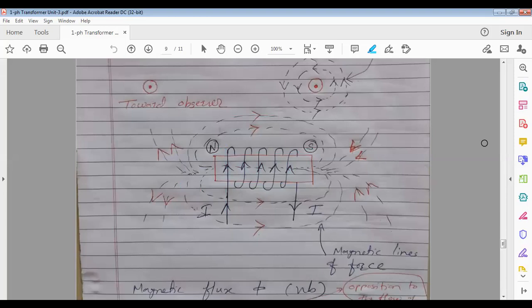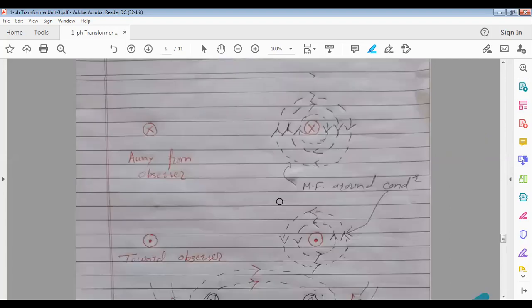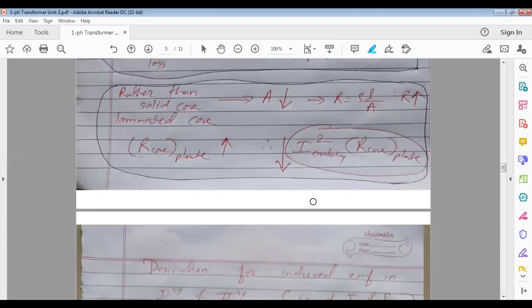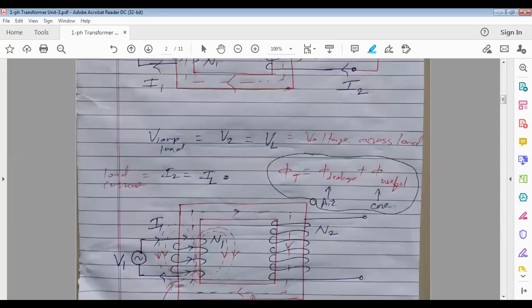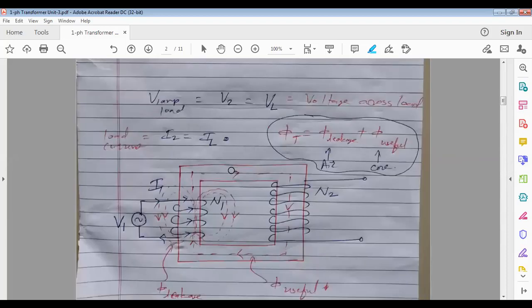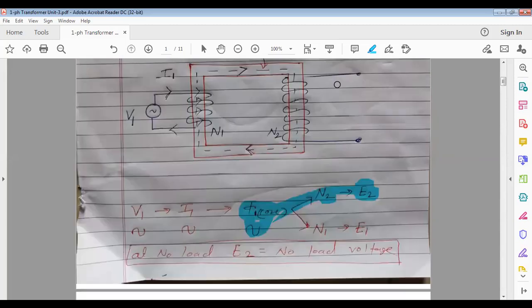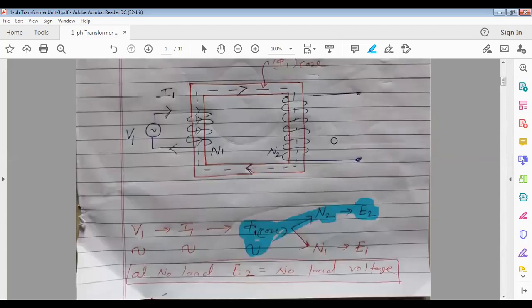So this is about the right hand thumb rule, how it produces magnetic field around it. So next, alternating flux will flow through core. This alternating flux in contact with N2 number of turns also. E2 will get induced as per Faraday's law of electromagnetic induction in N2 number of turns.